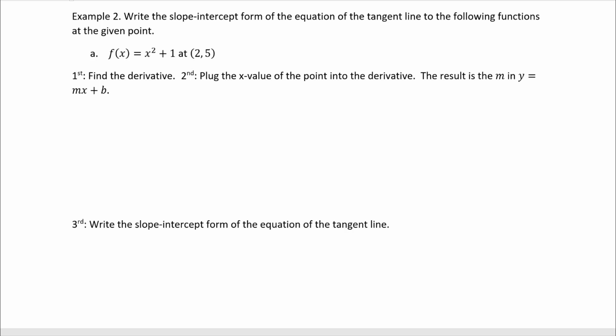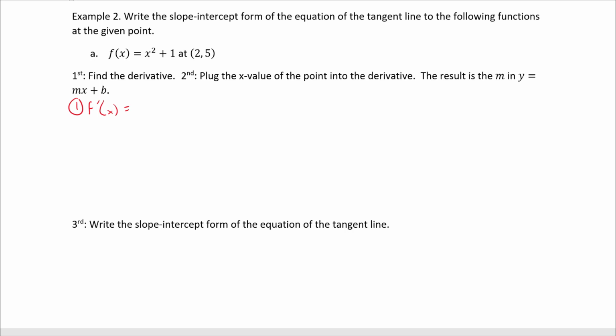Okay, so example 2. Let's write the slope-intercept form of the equation of the tangent line for the following functions at the given point. So for the first one, f of x equals x squared plus 1 at the point 2, 5. So our first thing we need to do is find the derivative of this function. So we need to find f prime of x.